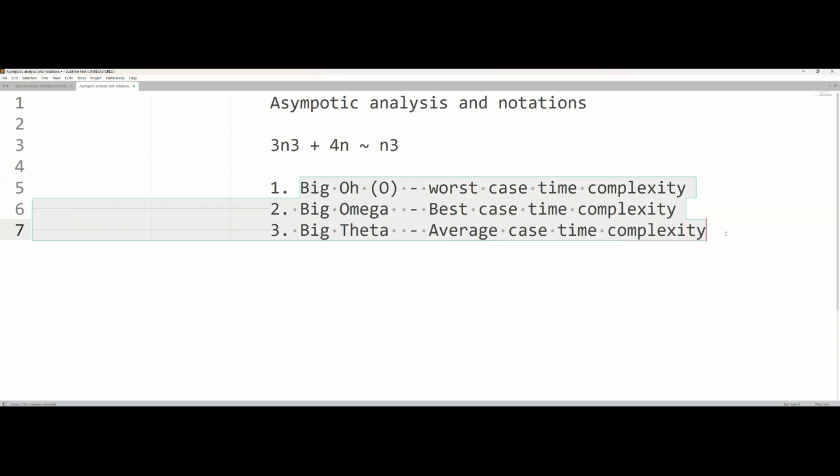So these three are quite important, and the most predominantly used notation is the big O notation. The reason being, most of the time we are only interested in the worst case scenarios, right?